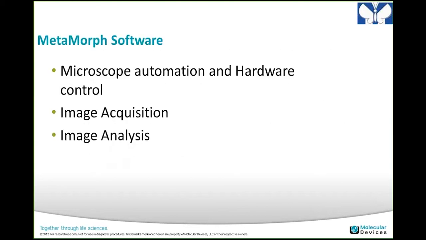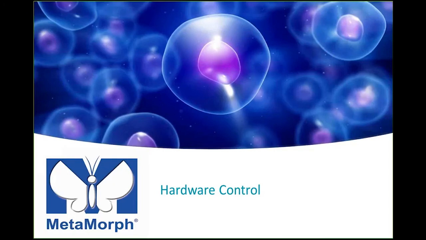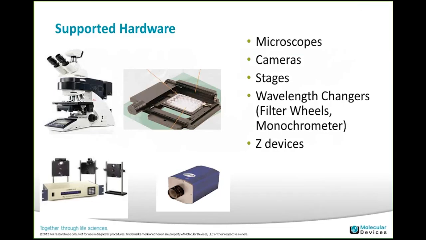Before we get into that specifically, there are a few things I would like to talk about regarding Metamorph and some of the capabilities of what it can do outside of just this type of protocol. The Metamorph software is a microscope automation and hardware control package. It will do image acquisition as well as image analysis. There's a variety of analysis tools available, and we'll see a few of those in a second. From a hardware control standpoint, the supported hardware that Metamorph can control includes microscopes, cameras, stages, and wavelength changers, from filter wheels to monochromators, as well as Z device components.